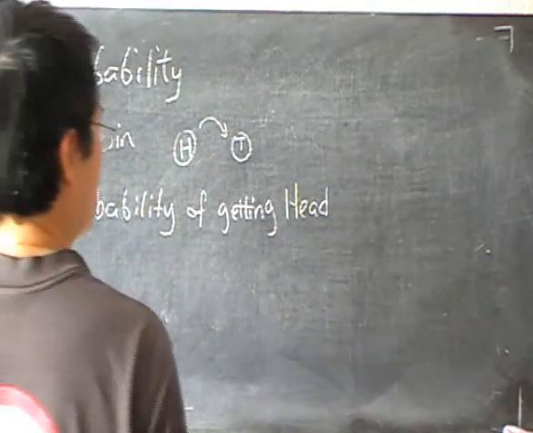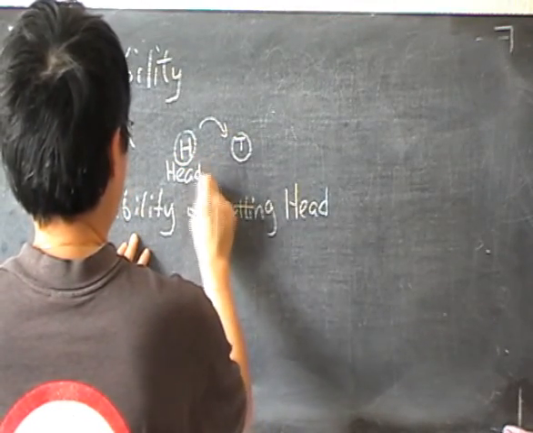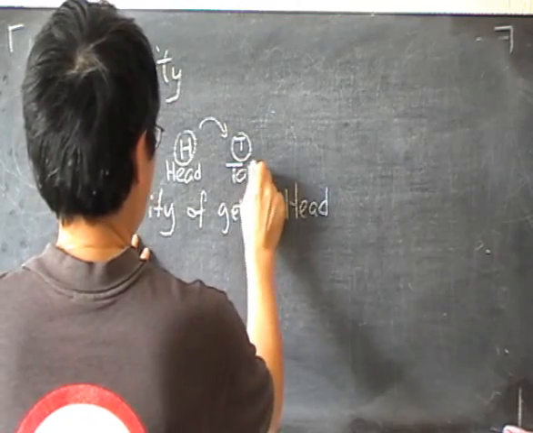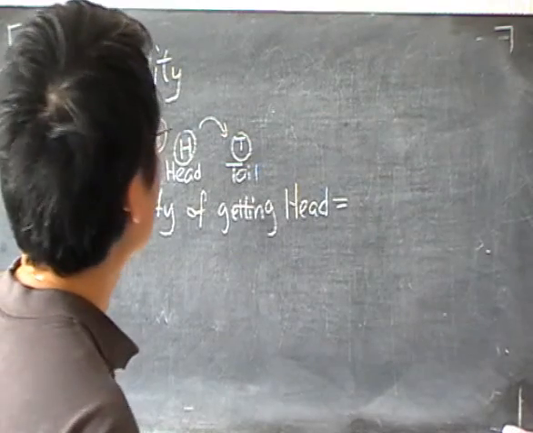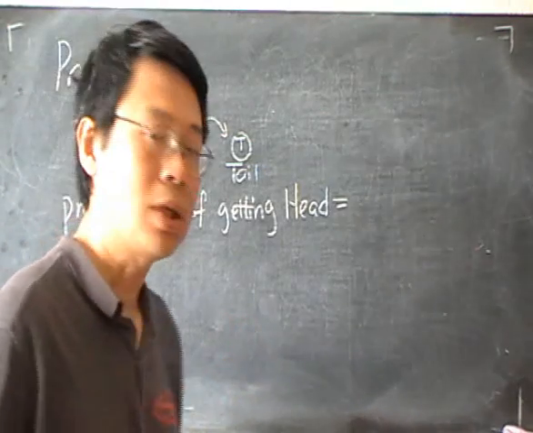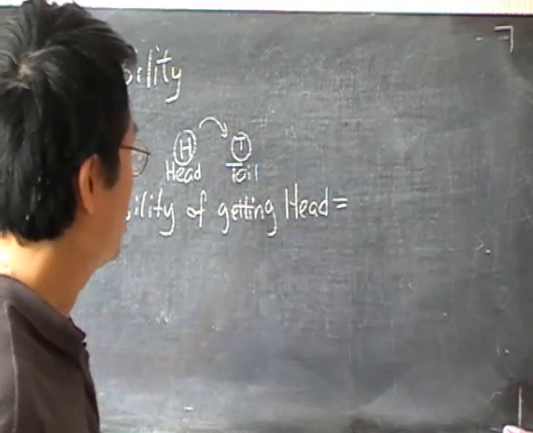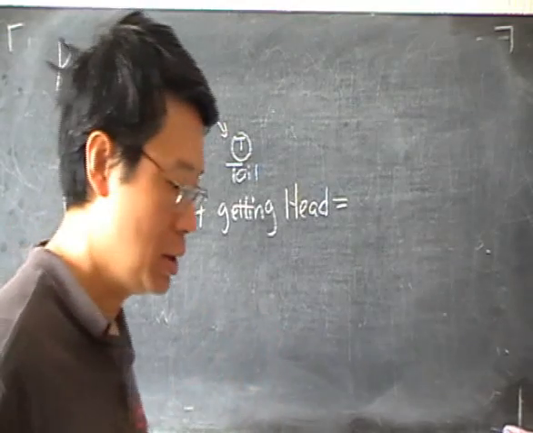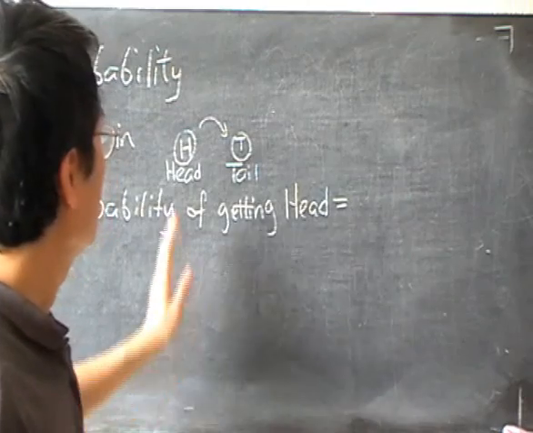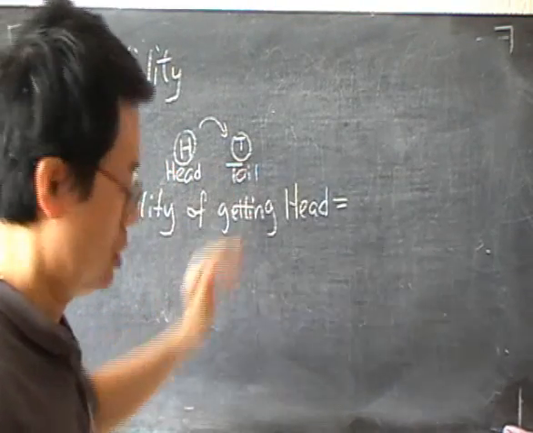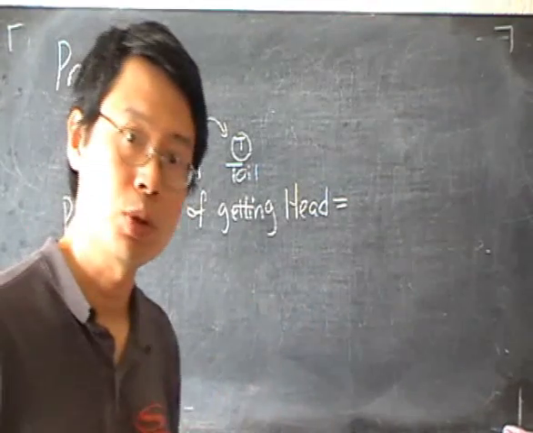So H stands for head, and T stands for tail. The probability of getting a head. The way to calculate this is to think about all the possible outcomes of the toss. We can either have a head or a tail. So there are, in this simple example, two possible outcomes.